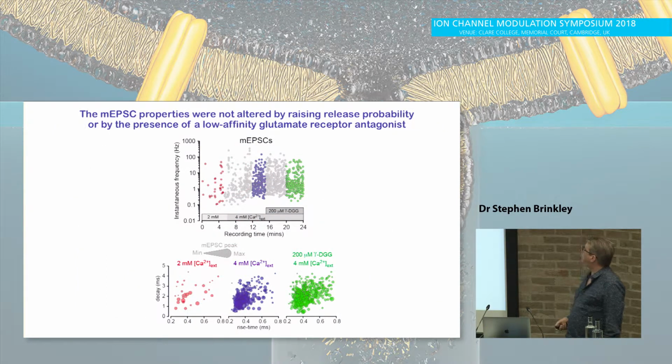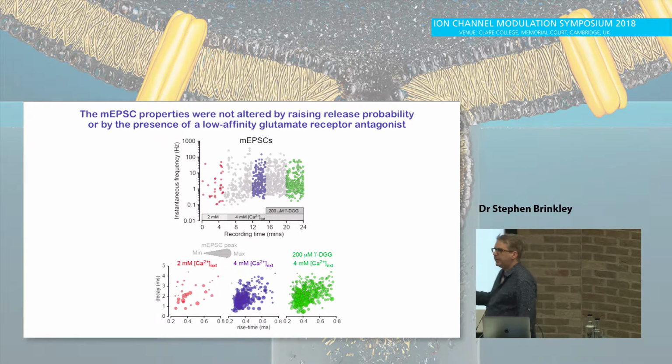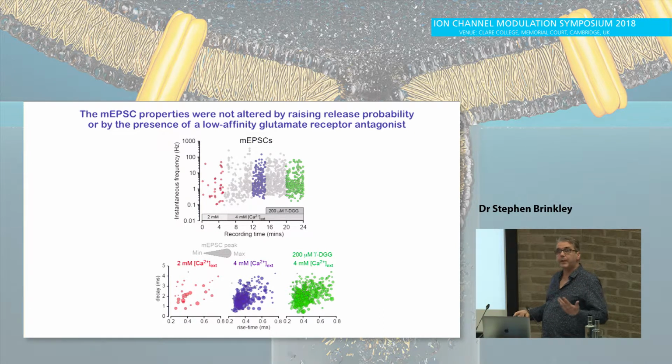We had to do a few more controls. One of them was to check for multivesicular release and how that might have been affecting the distribution of amplitudes. We don't think it was affecting them at all because actually the frequencies are very low, so superimposition was very rare. And also if you raise calcium to mimic what we think is happening when the channelrhodopsin is on, you see a nice increase in frequency, no change in the rise time and the decay, and also no change in the average peak amplitude of the events.